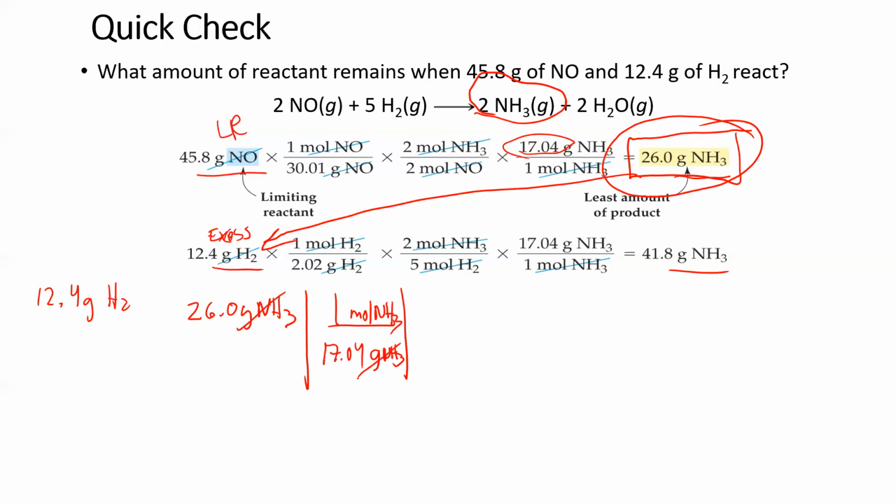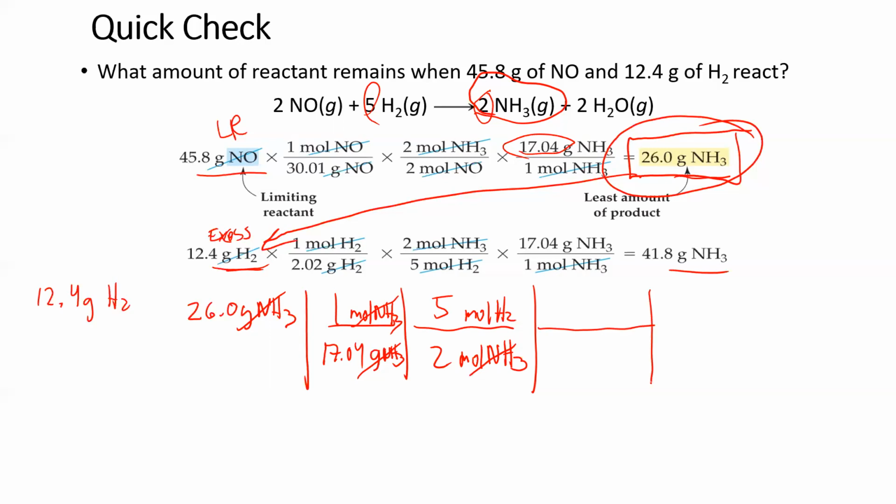So grams of ammonia cancel. I want to know how much excess hydrogen, so now I need to go from moles of ammonia to moles of hydrogen. And how do I do that? Well, there's 2 moles of ammonia per 5 moles of hydrogen. So now my unit of moles of ammonia cancel.